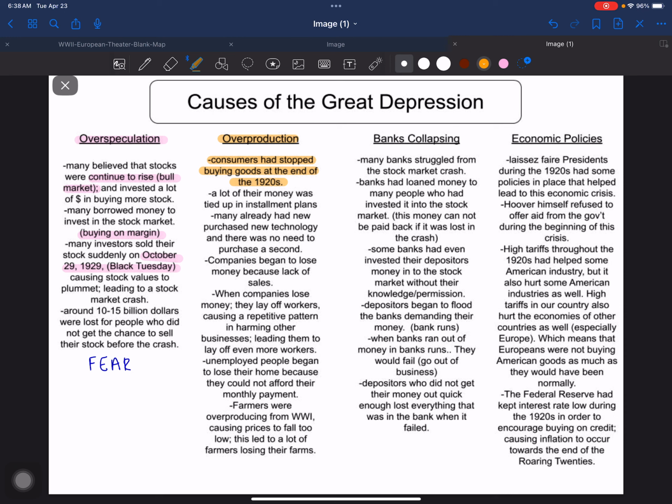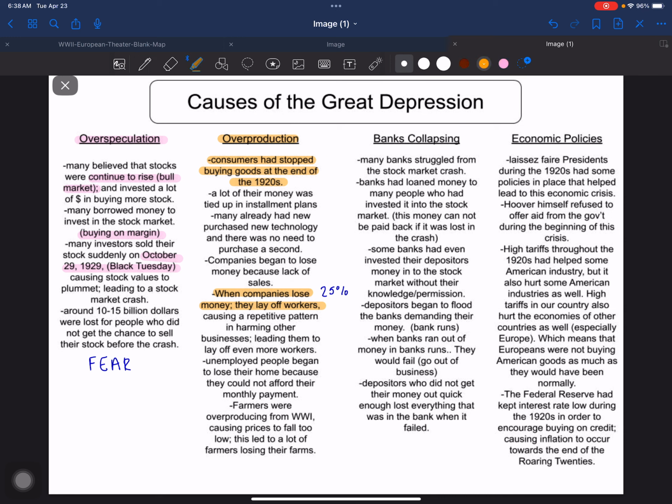When companies lose money, they tend to lay off workers. And this is going to be a good spot to make sure that we jot down that percentage that unemployment is going to reach at its peak during the Great Depression. And for y'all to remember, that is going to be 25%. And that is a terrible percentage when it comes to unemployment. Obviously, 1 in 4 people.